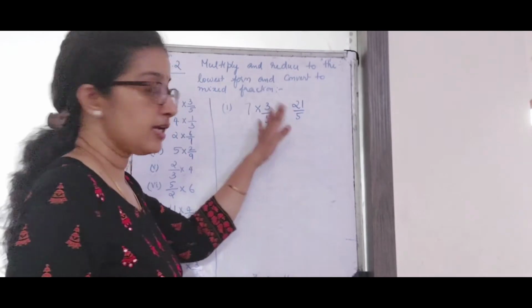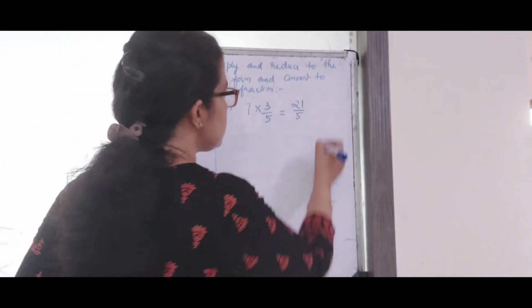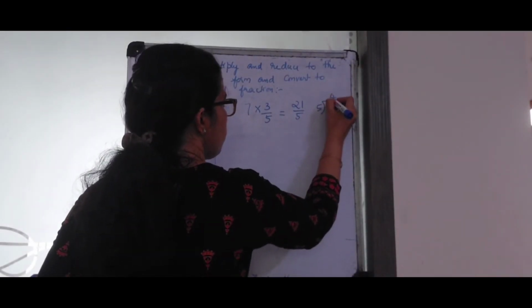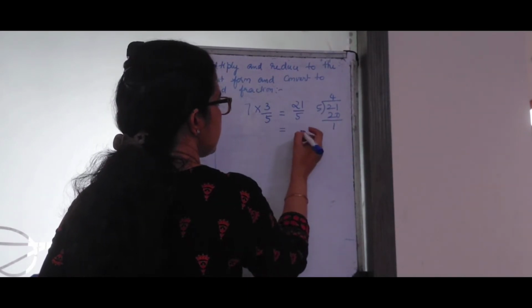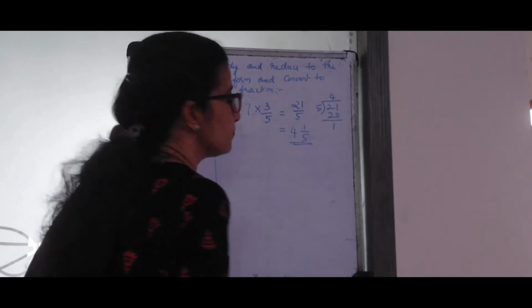Now what they have asked, and convert it into mixed fraction. So how can you convert this into mixed fraction? 21, 5 4s are 20, remainder 1. So how can you write this? 4, 1 by 5 is the answer.